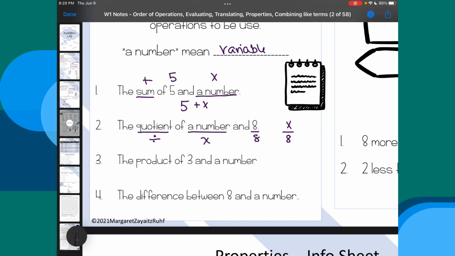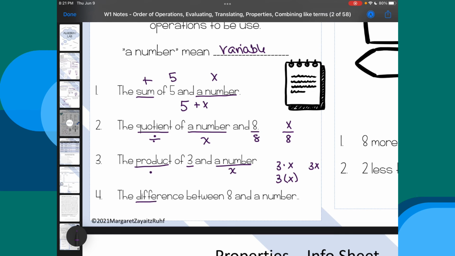Number 3, the product of 3 and a number. Product meaning multiply 3 and a number. Again, I'm going to pick x. 3 times x. Or you could write 3 times x.